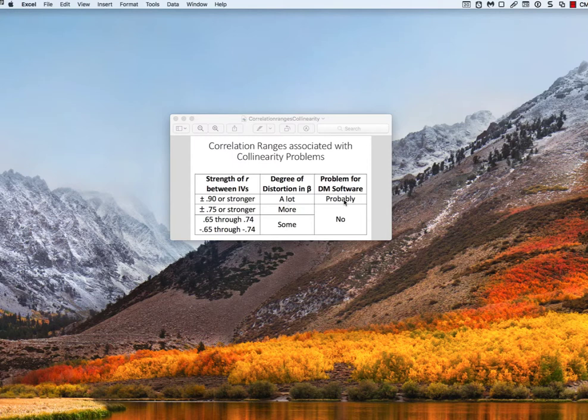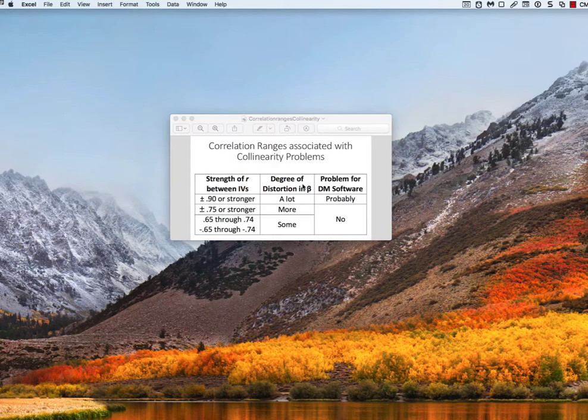Now, these levels usually don't cause problems with your data mining software being able to work. But if you get really high numbers, sometimes 0.99, 0.98, sometimes data mining software will not even let you run. It can't invert the matrix and do the math. And so that's a problem beyond this issue with distorting your betas or having unstable betas.